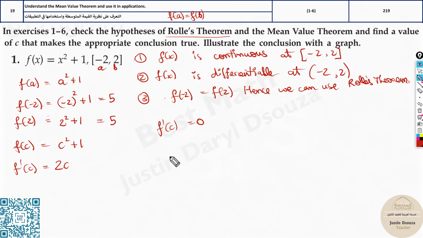So now what is the derivative, f dash of c? It is 2c, that is equal to 0. So what is the c value? It is 0. So this is important. Now we got the c value is 0. Whether it's within the range? Yes, it's within the range.